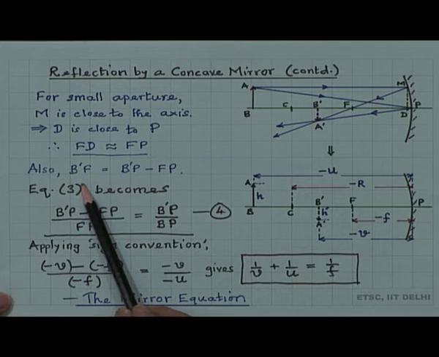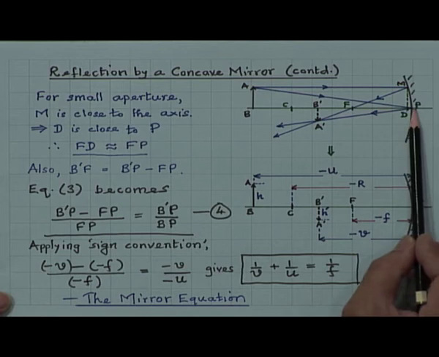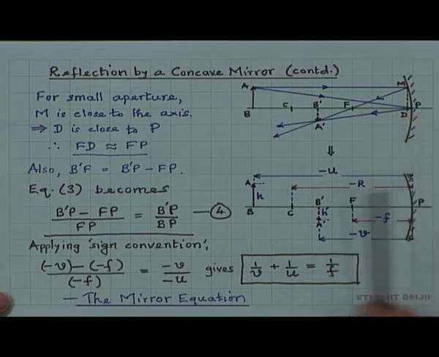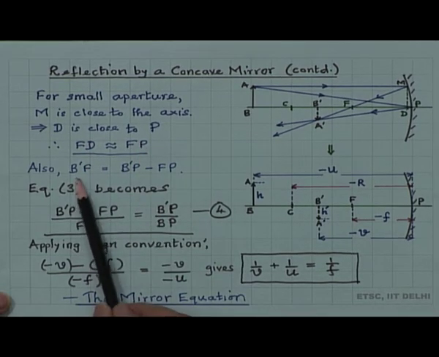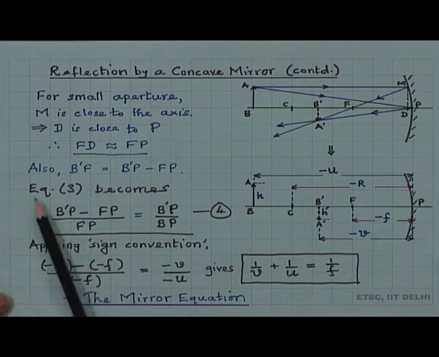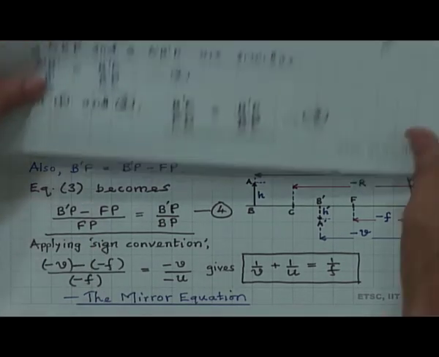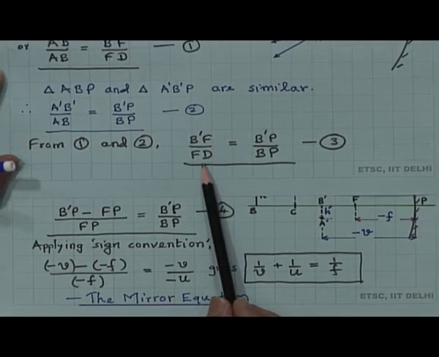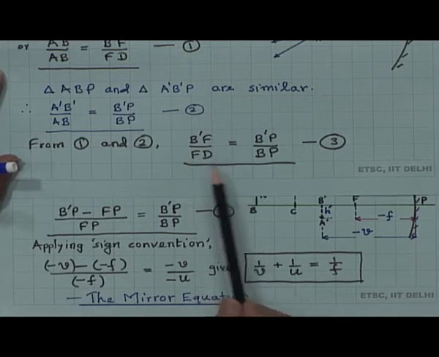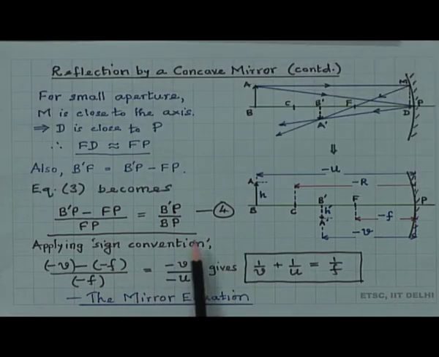Also, note that B'F here is equal to B'P minus FP, and therefore, substituting FD nearly equal to FP and B'F equal to B'P minus FP, equation 3 becomes (B'P minus FP) divided by FP. Please see equation 3. So, equation 3 is here. B'F by FD we had. So, FD is the same as FP, and B'F is B'P minus FP, and therefore, we have the equation.